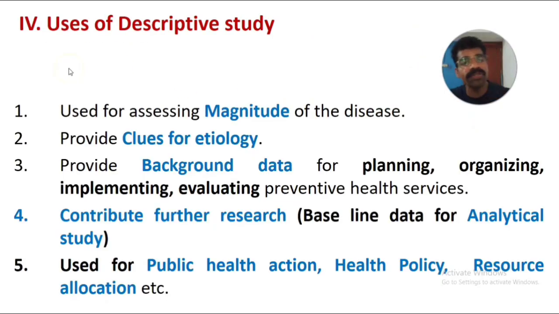Next is uses of descriptive study in epidemiology. After the descriptive study, we get the data. The data will be used for various purposes, related to the goals or objectives. First, it is used for assessing the magnitude of that particular disease, outbreak or health problem. The magnitude means the size of the problem, number of people affected, frequency and percentage of the particular problem. Second use is to provide clues for etiology.